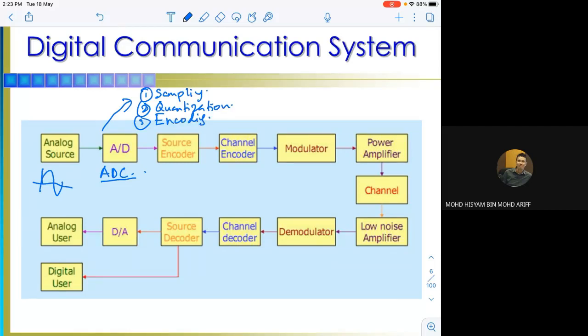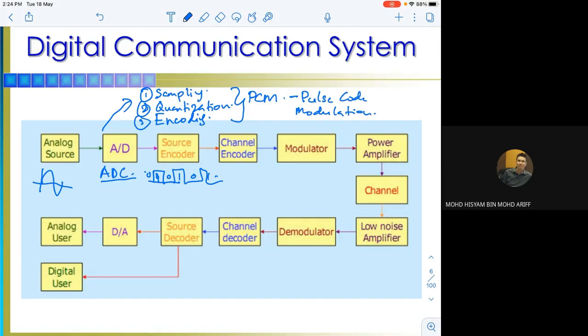This A to D means you have the sinusoidal signal. After you do analog to digital conversion, the signal becomes bits 0, 1, 0, 1, 0, 1, a bit stream. Now this process, analog to digital conversion, is normally what we cover for your final exam, and that is PCM. PCM is pulse code modulation.